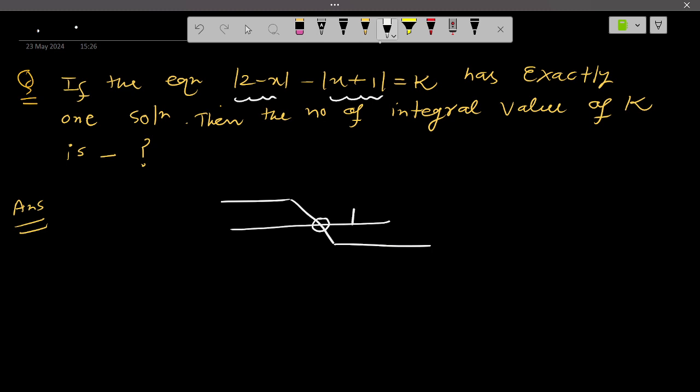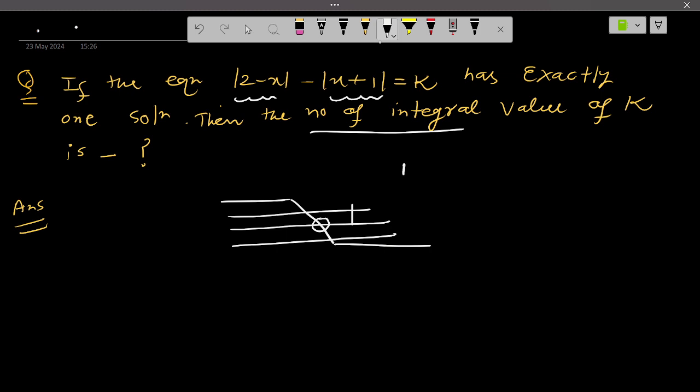So either you move this line upside, or you move this line downside, still the intersection point will be 1. If you move it here, still the intersection point is 1. If you move it here, still the intersection point is 1. The thing is, they are asking integral values of k. They are not asking for any random value, okay? Otherwise the answer will be infinite. I'm sure you are getting my point. They are asking the number of integral values.